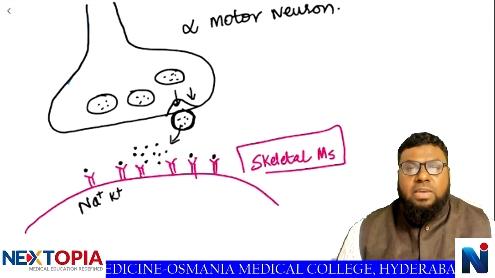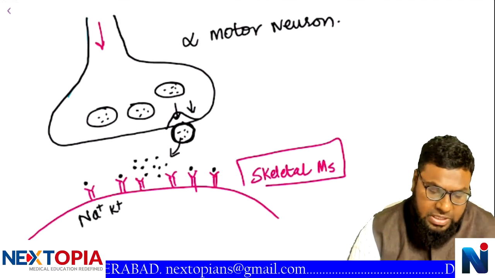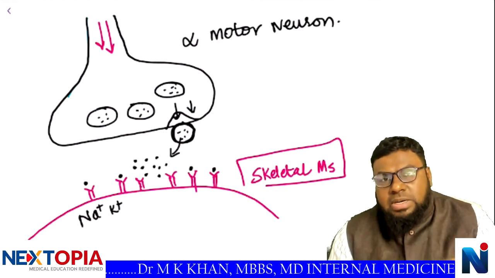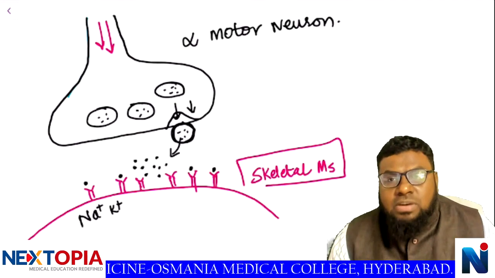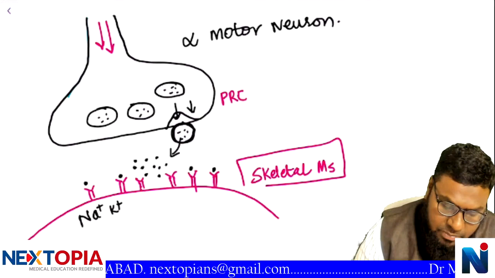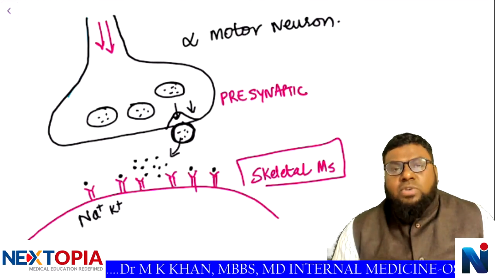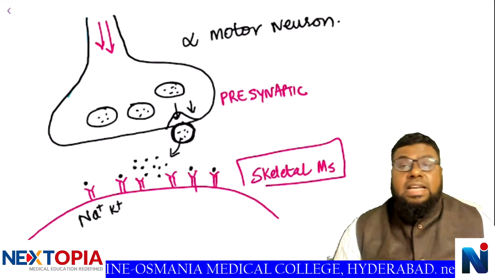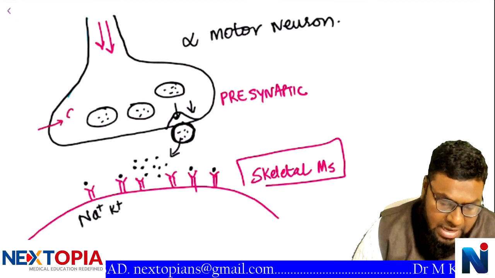Let us try to understand the sequence of events. The action potential travels down the alpha motor neuron in this direction. This is the first step. From one nerve, another nerve gets stimulated, and from there another nerve gets stimulated. The action potential travels down the alpha motor neuron to depolarize the presynaptic membrane. This is the first important step. After this, there is depolarization of the presynaptic membrane. Depolarization opens up voltage gated calcium channels, resulting in an influx of calcium into this area.